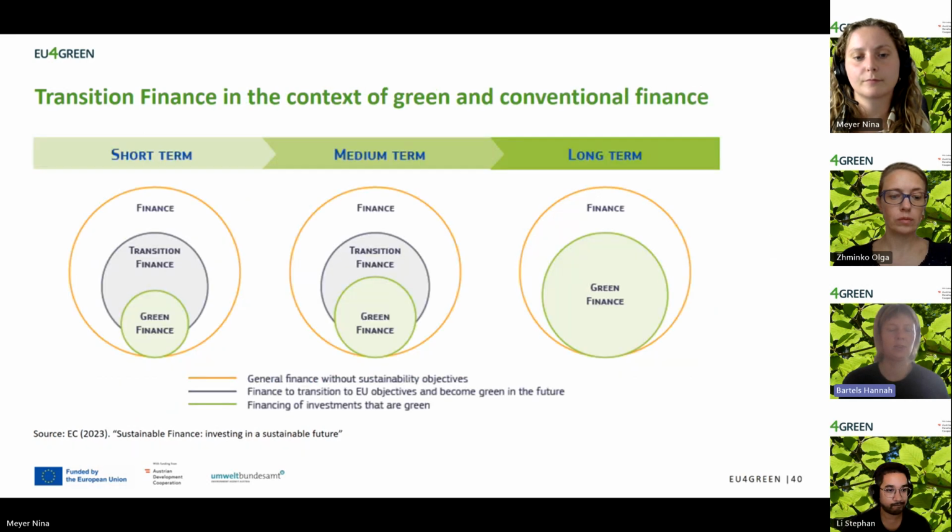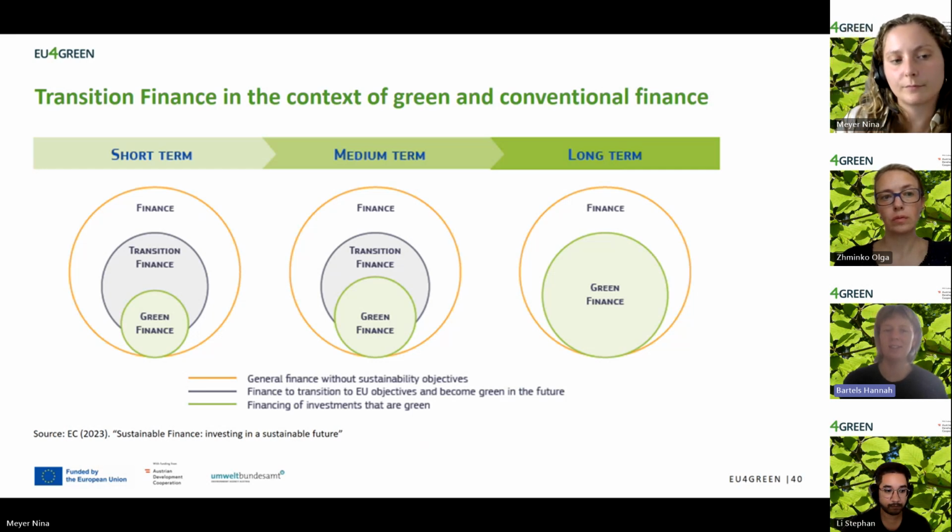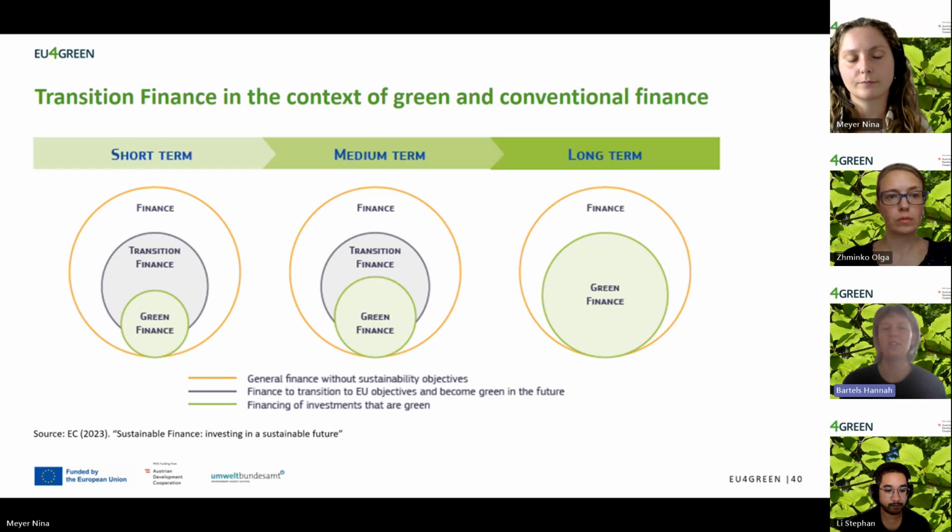So on the next slide, I'm going to begin by looking a bit into the concept of transition finance. Not just transition finance, but we're going to start with transition finance, looking at it in the context of green and conventional finance, which will maybe make a little clearer what transition finance is actually about. We have this graph where we see that transition finance is located between general finance, so finance without any sustainability objectives, and green finance, which is finance in already green activities.